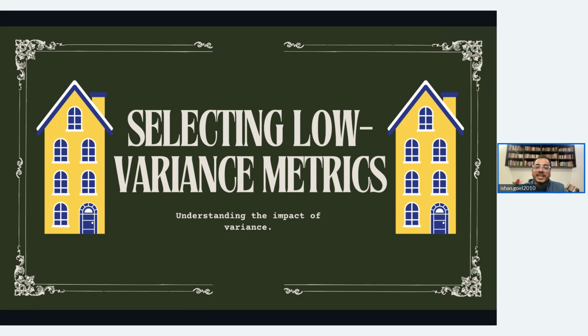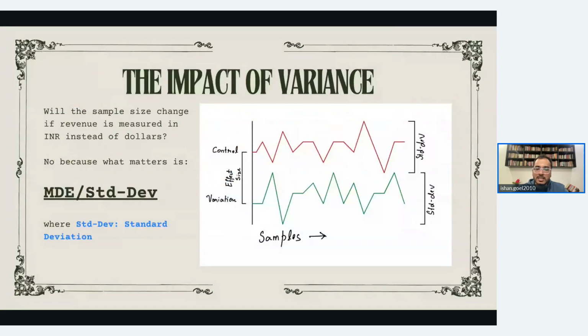It sounds very simple. The biggest problem that experimenters face in practice is that the results vary a lot. And that is why, in the decision of sample sizes, what matters along with MDE is essentially the standard deviation. Standard deviation and variance can be understood interchangeably. It's one and the same thing. It's a measure of how much your metric fluctuates. So let me start with a question to explain the impact of variance. I was asked this very interesting question: will the sample size change if the revenue is measured in INR instead of dollars?